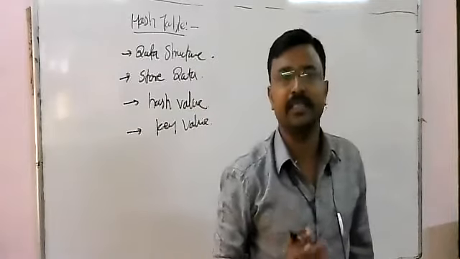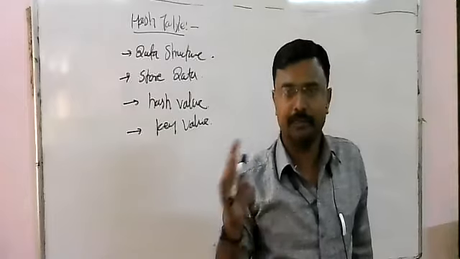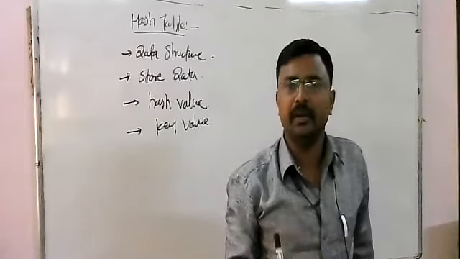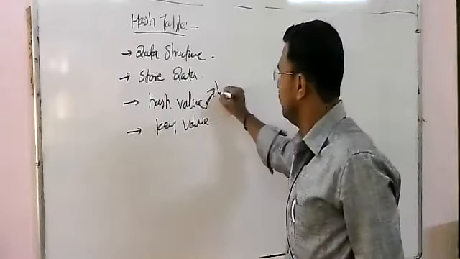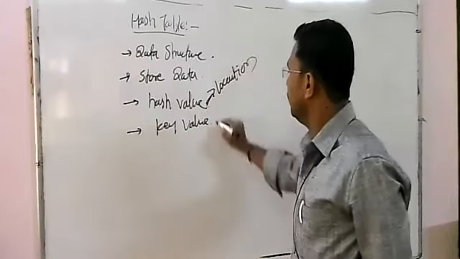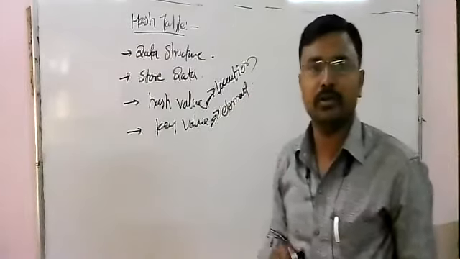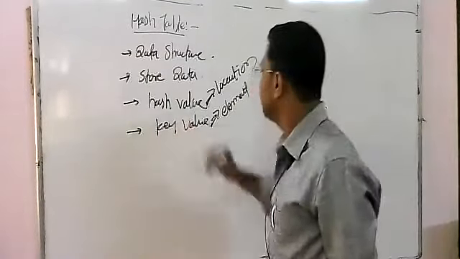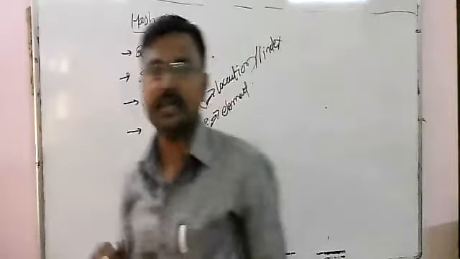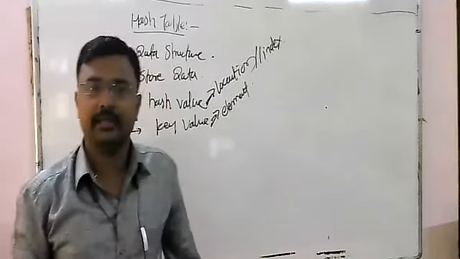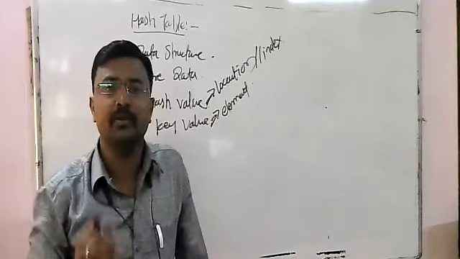Right? Your hash table is represented by two fields. First one is a hash value, another one is a key value. Where the hash value is the location where you are going to store your element. This hash value is nothing but the index, where you are going to store your key value. In that place your key value will be stored.